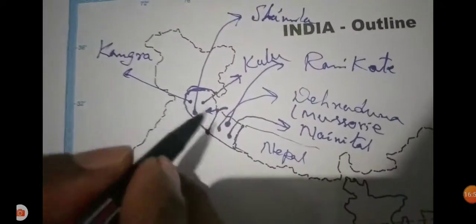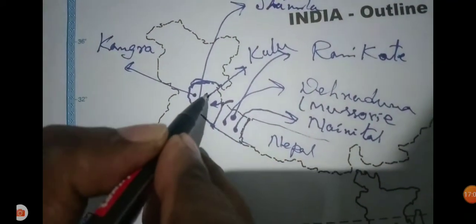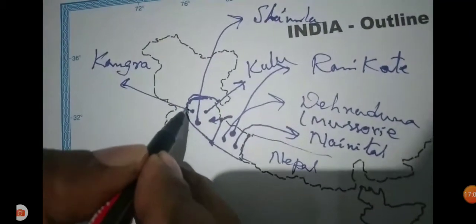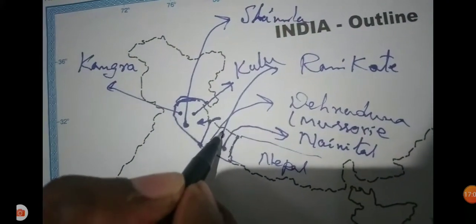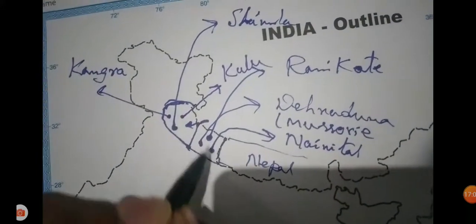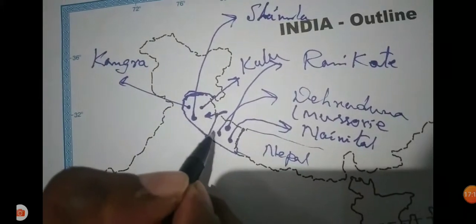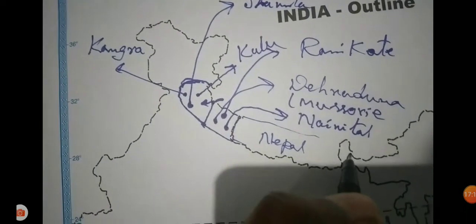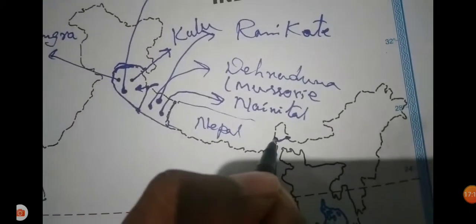This one is Shimla, and this one is Kulu Manali valleys. Shimla is a hill station. Ranikhet, Mussoorie, and Nainital are hill stations. And up from here it is Sikkim.